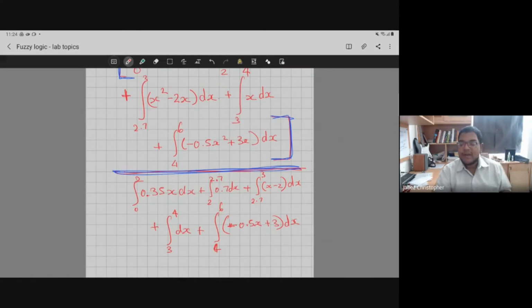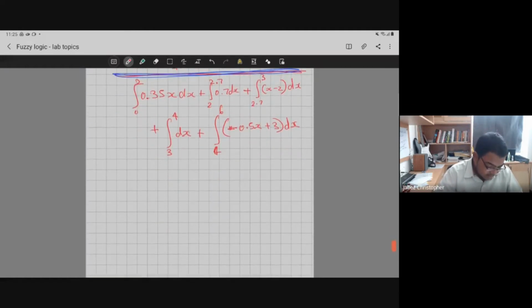What is integration of x dx? Anyone? X square by 2. Good. So you can solve that. So x square dx is going to be x cube by 3, and minus 2x will be minus 2 into x square by 2, and 2 and 2 get cancelled, and then you apply the upper limit and lower limit and subtract, all these things, right? And finally, you can verify the answer.